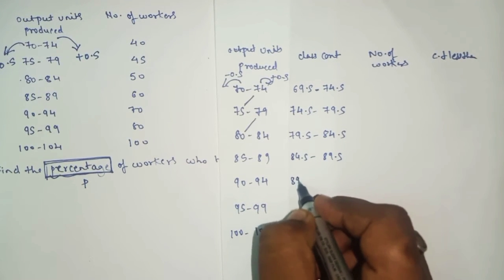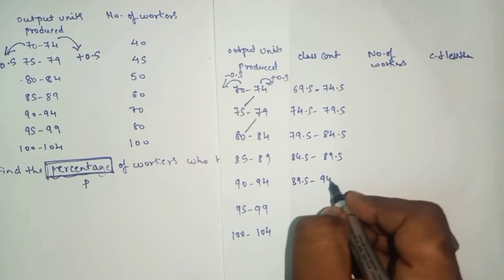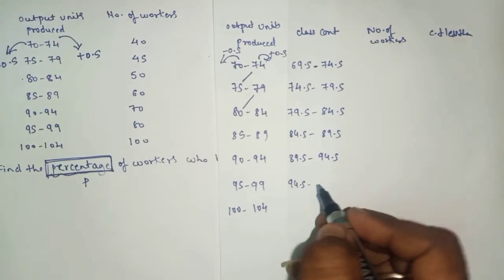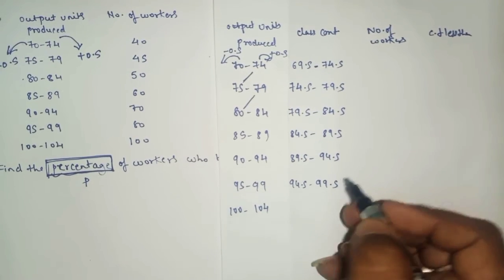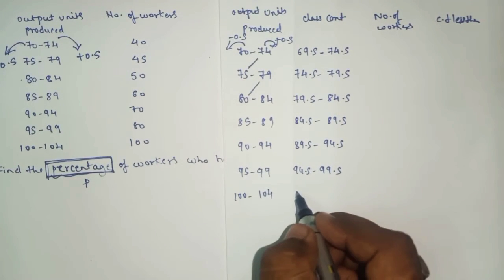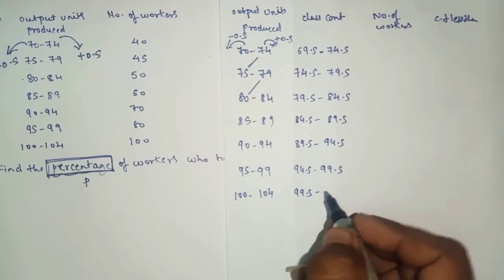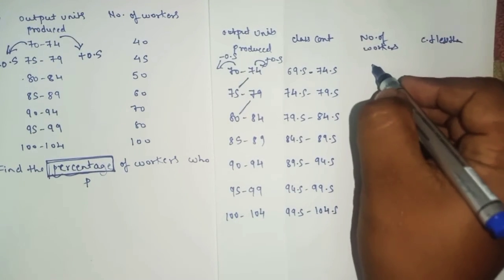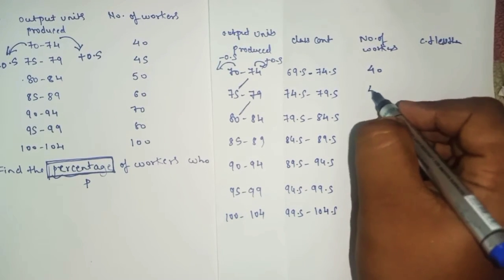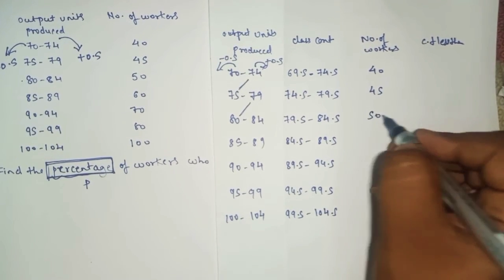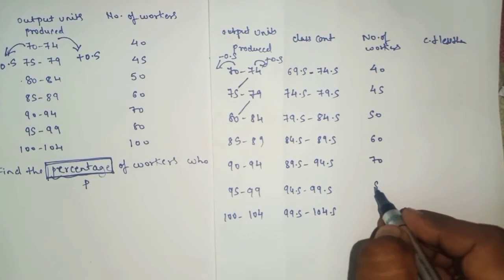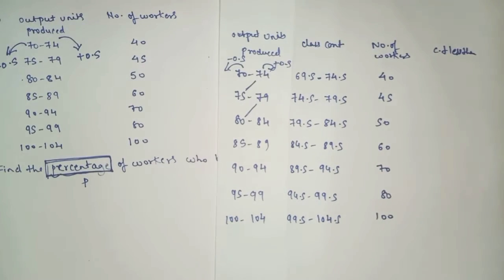After this, 84.5 to 89.5, then 89.5 to 94.5, 94.5 to 99.5, then 99.5 to 104.5. The frequencies here are 40, 45, 50, 60, 70, 80 and 100.